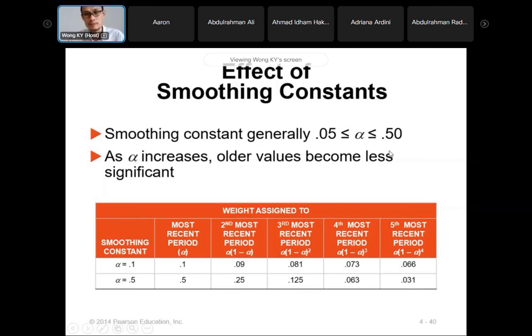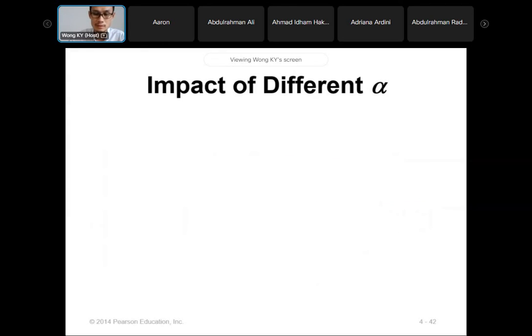Now, what is the impact of different alpha values on the forecast? If alpha is big, if alpha increases, then you'll find that older values become less significant. In other words, as alpha increases, newer values become more significant. This is what I'm trying to say.